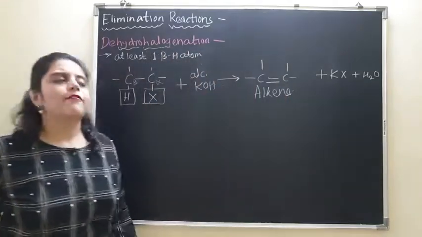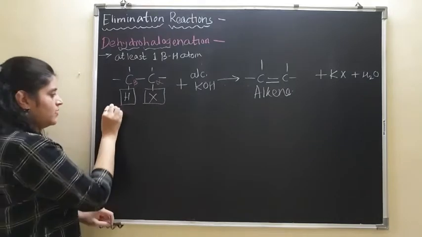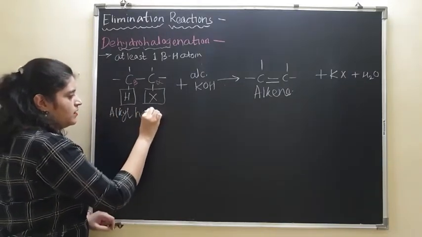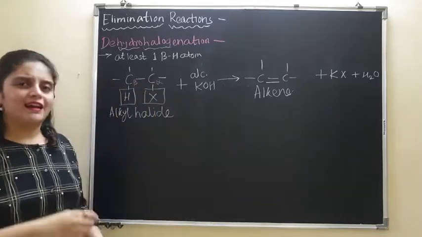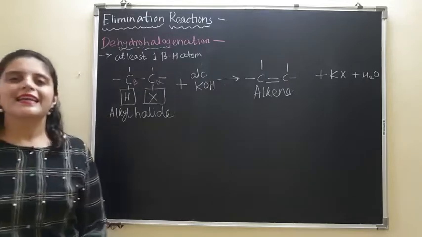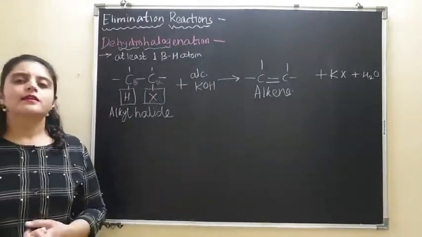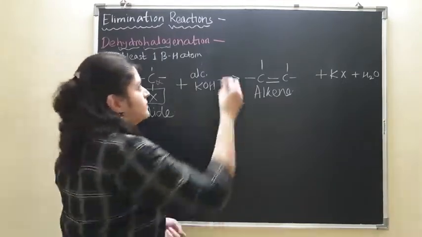So this is how we can obtain alkene, beginning with the alkyl halide. But which type of alkyl halide? The alkyl halide which has at least one beta carbon atom. Now, this reaction is also called beta elimination reaction.